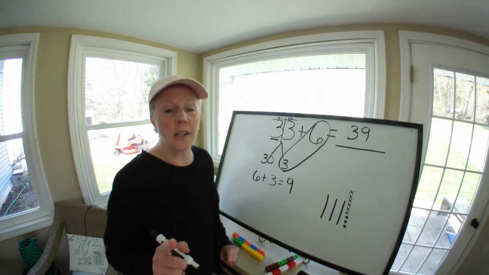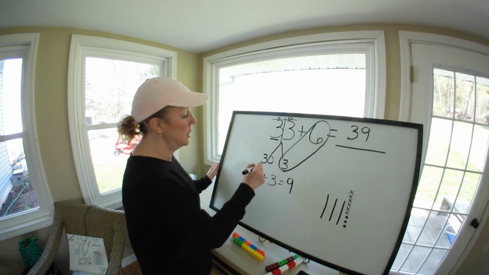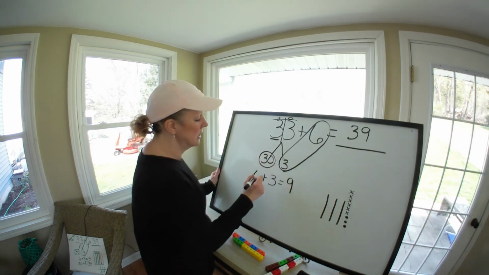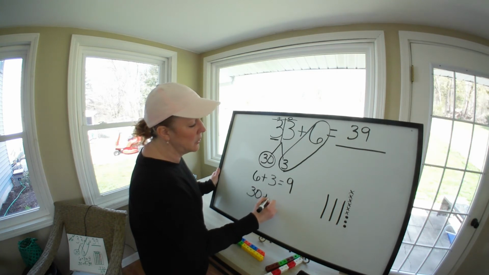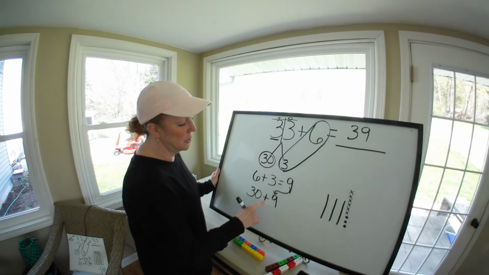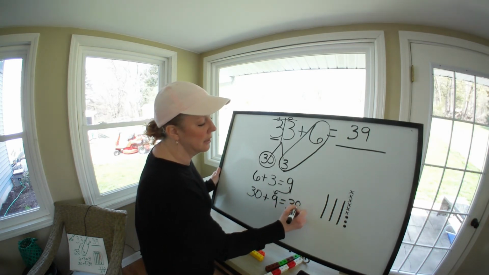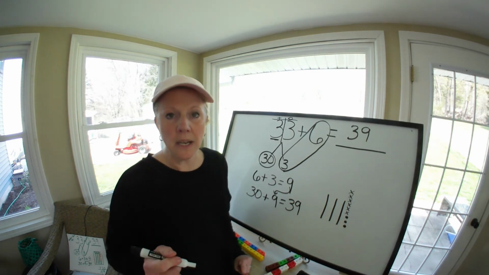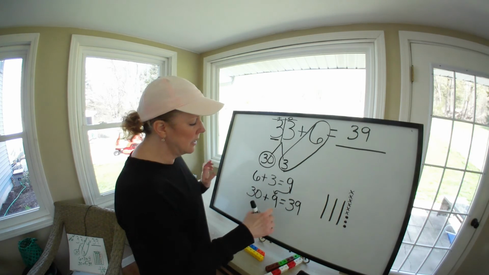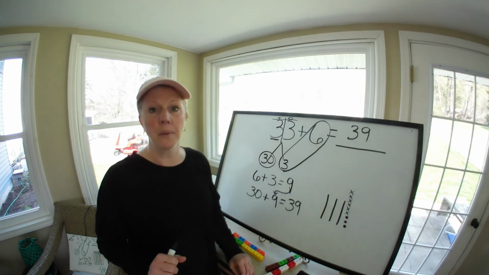Now, we're not done. What we need to do now is to bring our tens down. So I'm going to have you circle your tens, bring it down here. And now you need to add it to your ones. So 30 plus 9 equals 39. Do you hear that? 30 plus 9 is 39, because this 9 takes over the place of the 0.